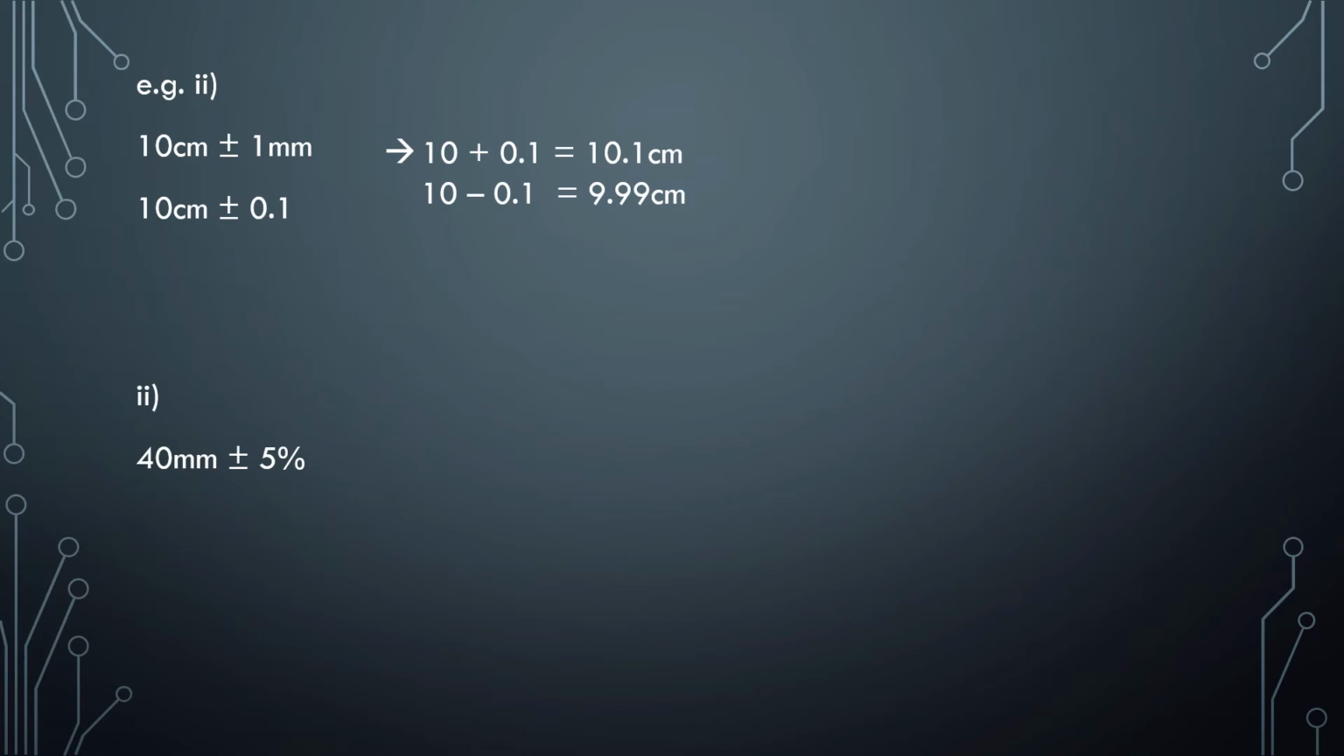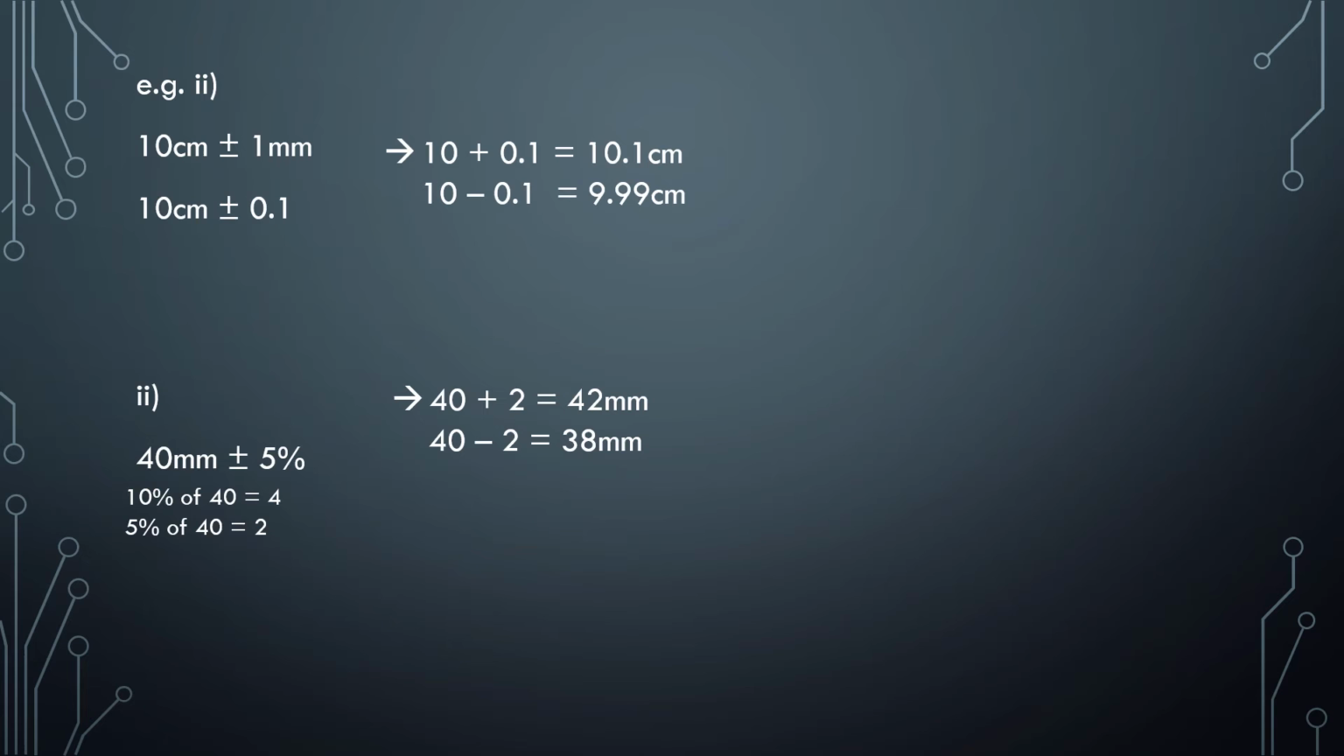Okay, how else might it appear? Well, we might have something like this one, where we've got 40 millimeters plus or minus 5%. Okay, and so this time we're not giving you a value for your tolerance, we're giving you a percentage. So the first thing you've got to do is work out, well, what actually is 5% of 40? So 10% of 40 is 4, 5% is 2. Okay, so what we're actually doing this time is we're going to find 40 plus or minus 2. So we've got 40 plus 2 is 42, and 40 minus 2 is 38.